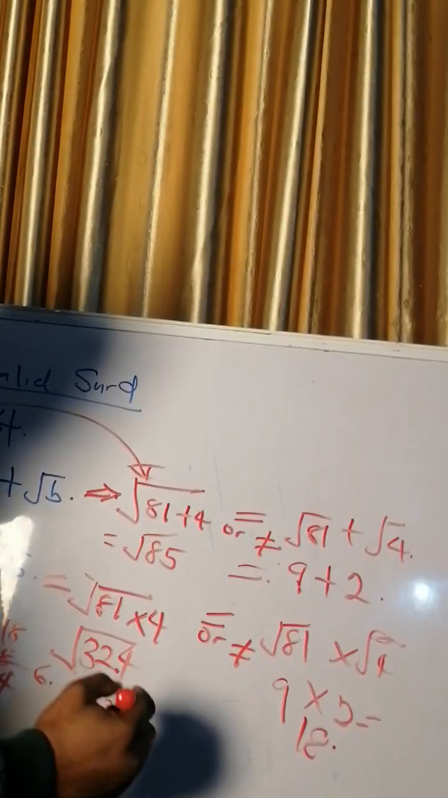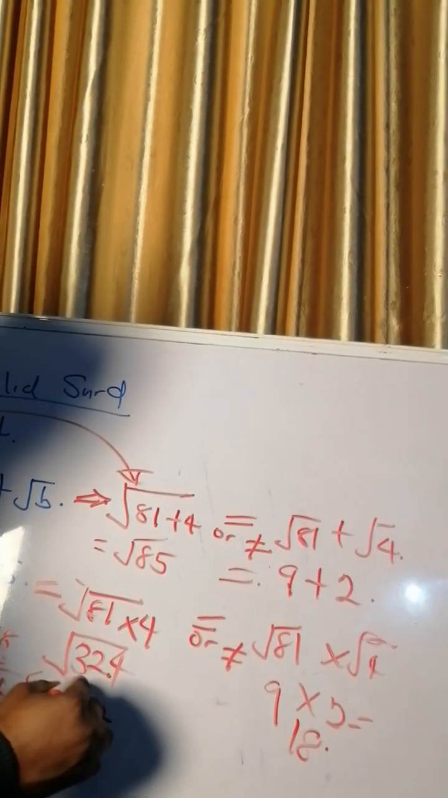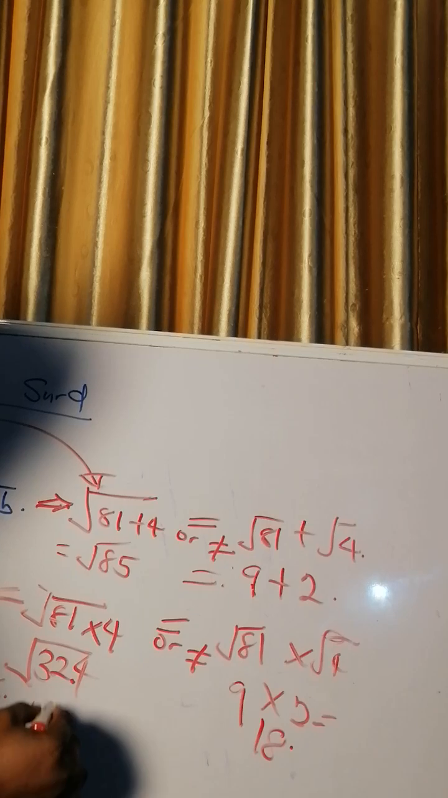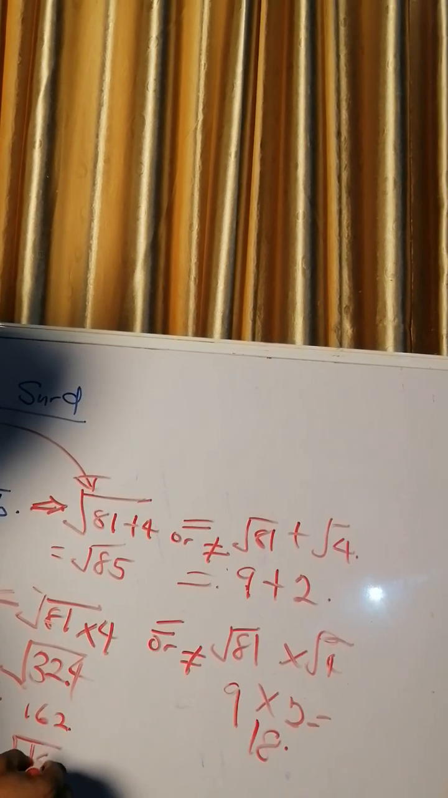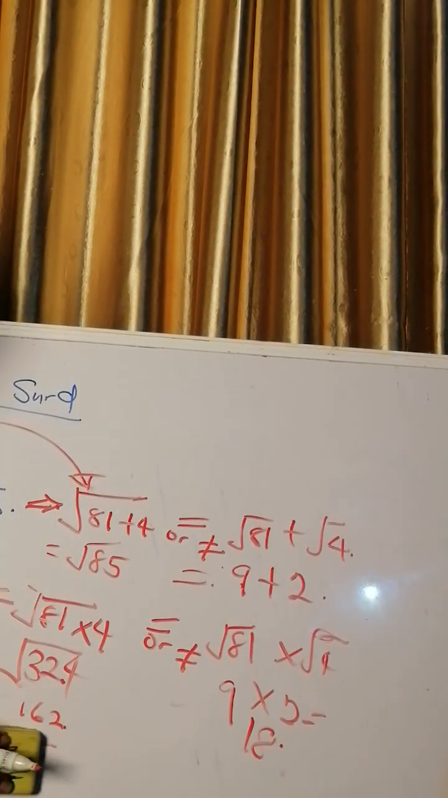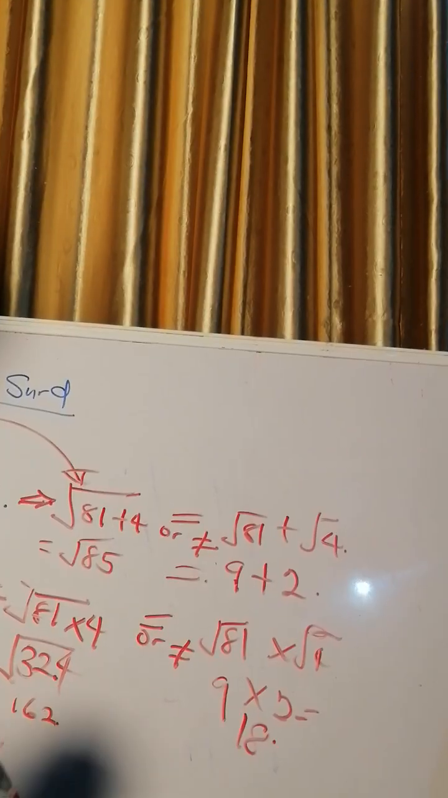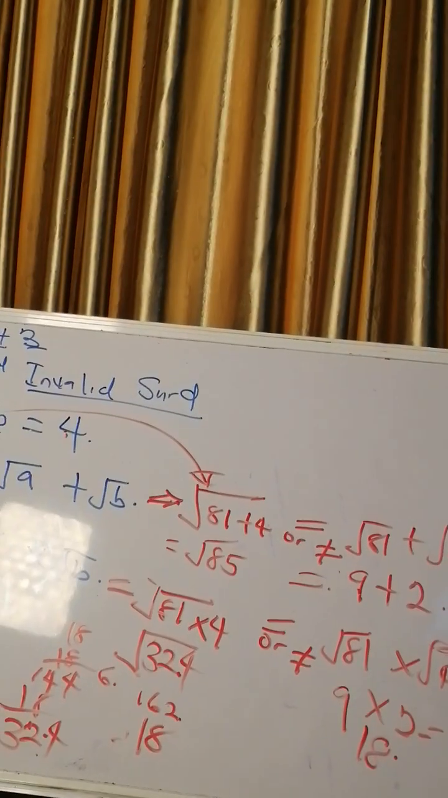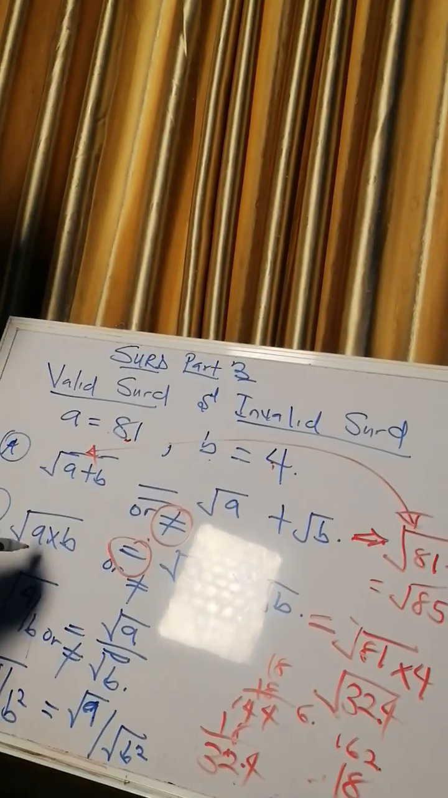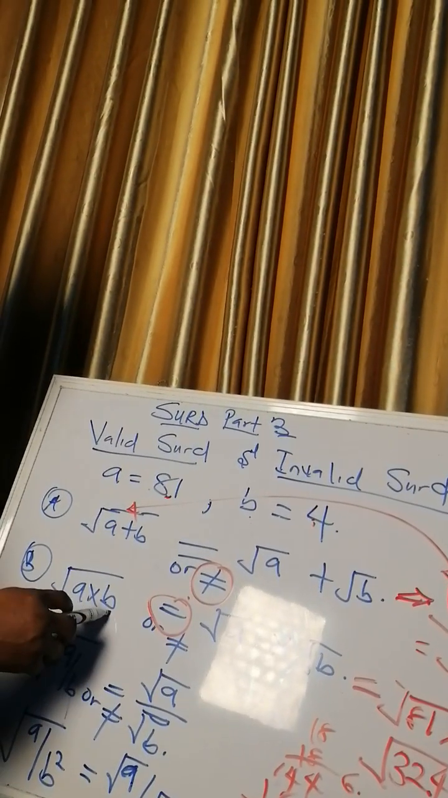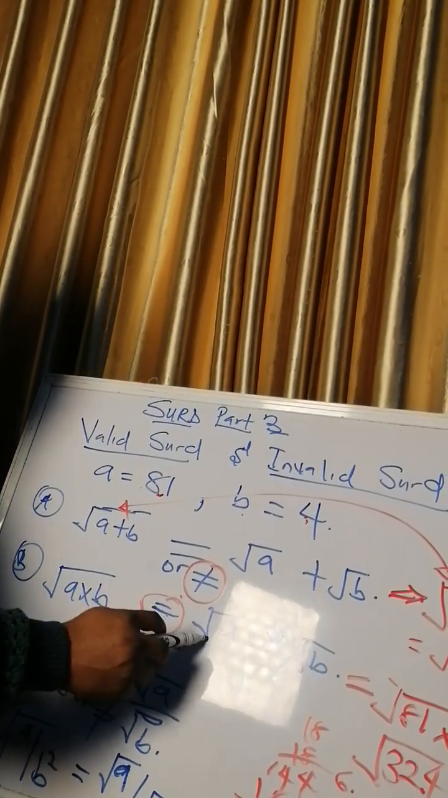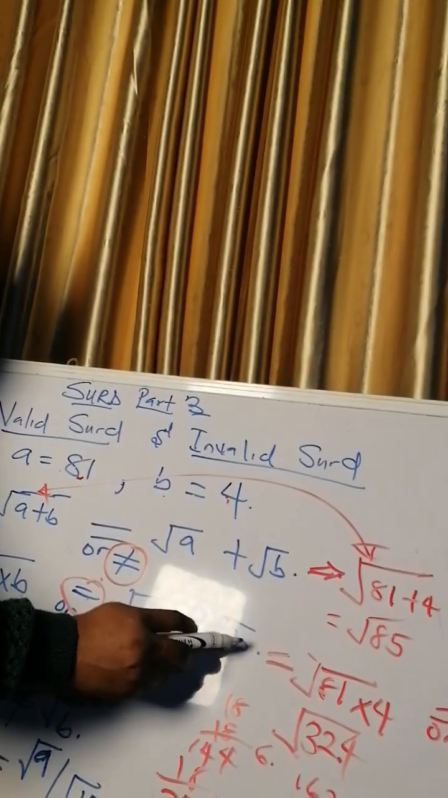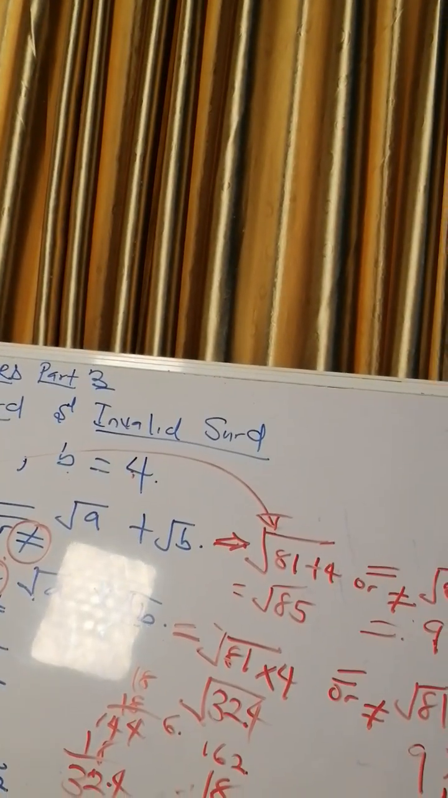So now let me correct myself. It shows that from here the square root of 324 is 18. The square root of 324 is 18, which shows that this is valid. Then this is the correct answer. That is, square root of A times B is equal to square root of A times square root of B. I hope it's clear now.